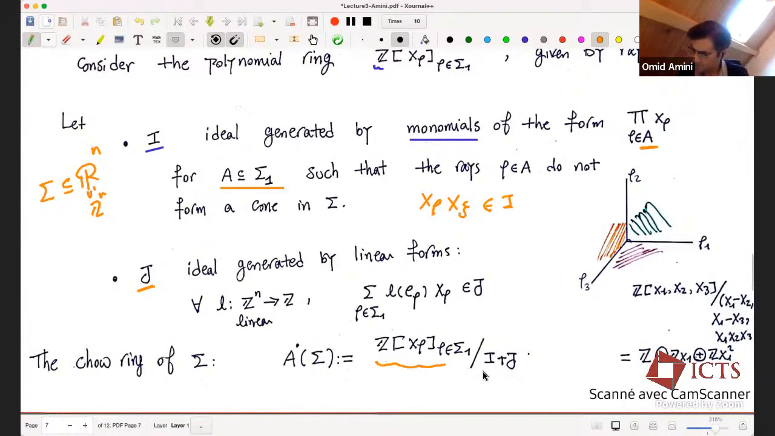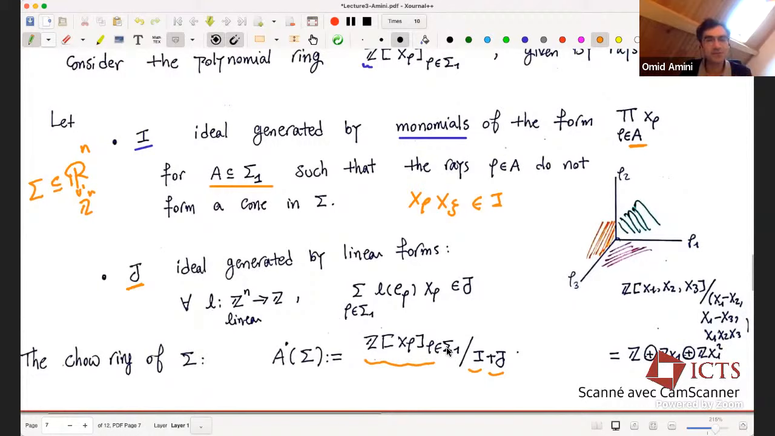Omid, but for the ideal J, won't the variables themselves be there in the ideal? You mean the variables themselves, just X rho, for example? Yeah. Why not? There's a linear form. No, because if you take a linear form, I think you are thinking of a linear form which is one on a given ray, only on a given ray. Exactly. There will be some other rays which will also be non-zero. Exactly. Right.